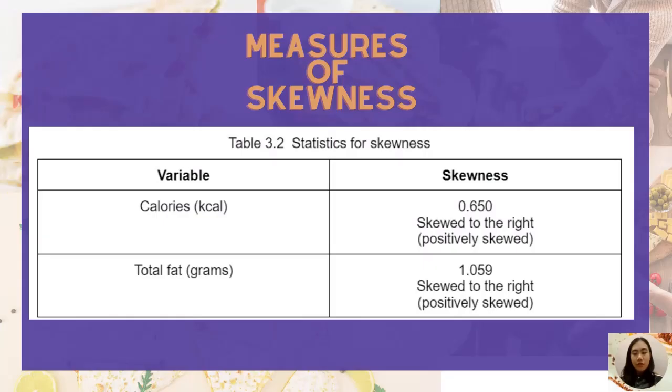Move on to the section on measure of skewness. From the Pearson coefficient of skewness shown in table 3.2 above, both variables, the amount of calories in the food and the total fat content in the food, are skewed to the right, which is positively skewed, where the skewness is 0.650 and 1.059 respectively. As both of the variables are skewed to the right, it indicates that the amount of calories and the total fat in fast food are less than average. Besides, we can see that both values of skewness are far away from zero, which confirms the shape of data distribution as depicted from the graphs that we presented in section 3.1.